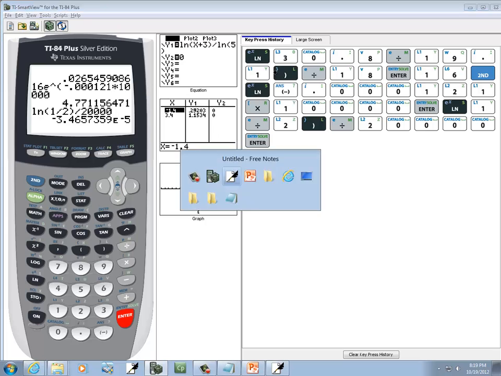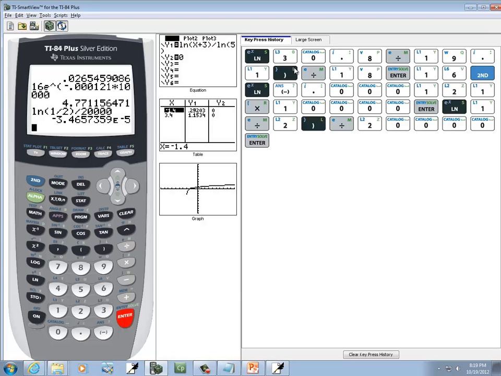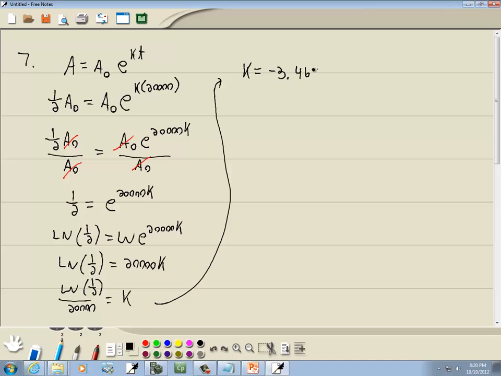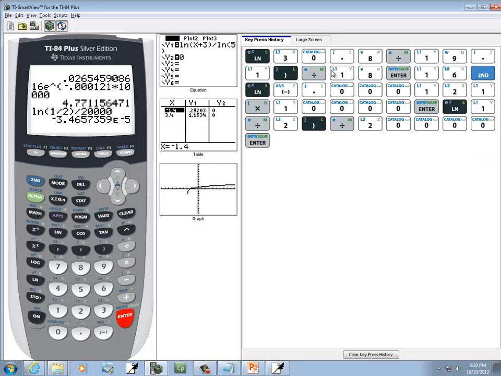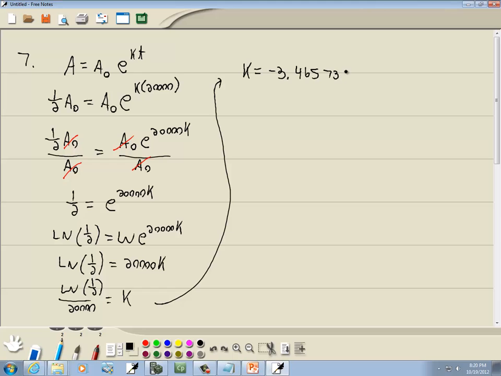K is equal to negative 3.4657359 e to the negative 5. That's scientific notation. That means we have negative 3.4657359 times 10 to the negative 5, which means I moved my decimal place 5 places to the left. So I have negative 0.000034657359.